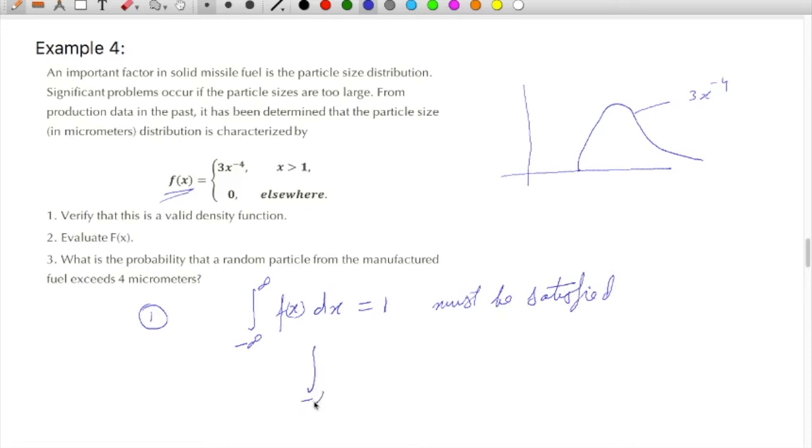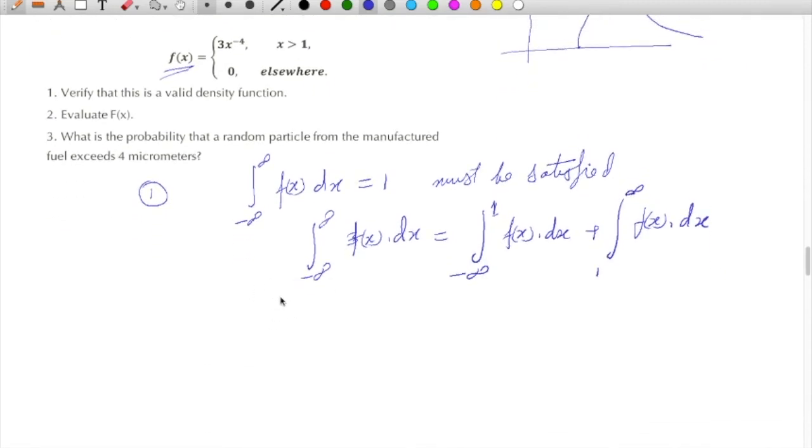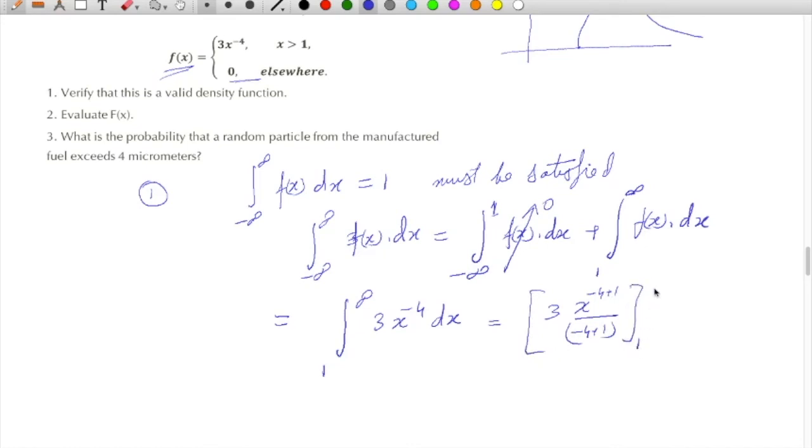Let's see here. Minus infinity to infinity f(x) dx will be equal to minus infinity to 1 f(x) dx plus 1 to infinity f(x) dx. See here, it will give us a value. This term will be 0 as per the second part of the equation. The second term remains, 1 to infinity 3x to the power minus 4 dx. That will be equal to 3x to the power minus 4 plus 1 upon minus 4 plus 1, from 1 to infinity.